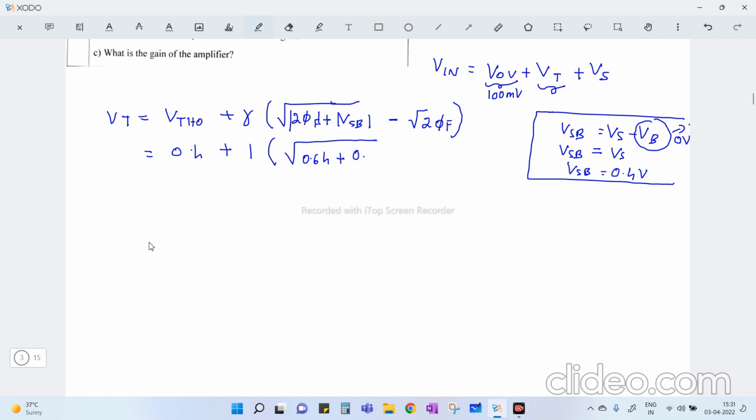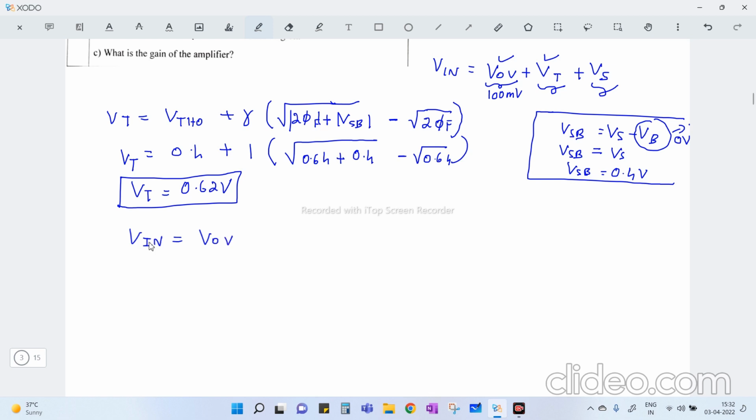So I'll substitute here 0.4 volts, and this 2 phi f is the data which is given in the question itself. When I evaluate this, it would come to around 0.62 volts. So now we have obtained overdrive voltage, threshold voltage, and the source voltage, which is 0.4 volts. Now let us substitute back in Vin, which is VOV plus VT plus Vs. So VOV is 100 millivolts, which is 0.1 volts, threshold voltage is 0.62 volts, and source voltage Vs is 0.4 volts. When I substitute all these values, I'll get Vin as 1.12 volts.